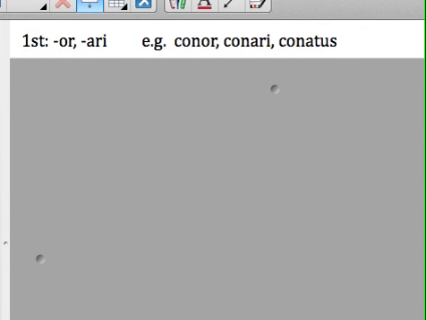Let's take a look at the actual conjugations of these verbs. Since each deponent verb is basically the passive form of a normal verb, the conjugations will look like this. A first conjugation deponent verb will look like this. It will end in or in the first part, ari in the second. For example, konor, konari. So if you see this or ari, you're like, hey, that's a deponent verb, and it's in the first conjugation.